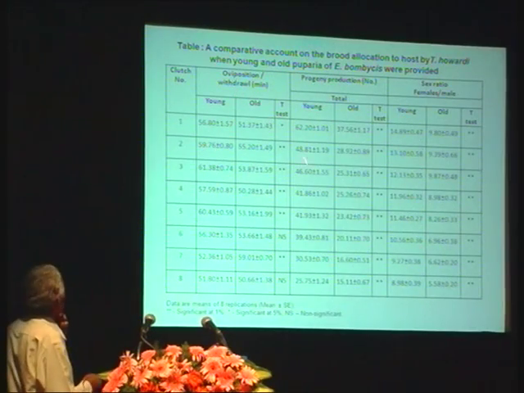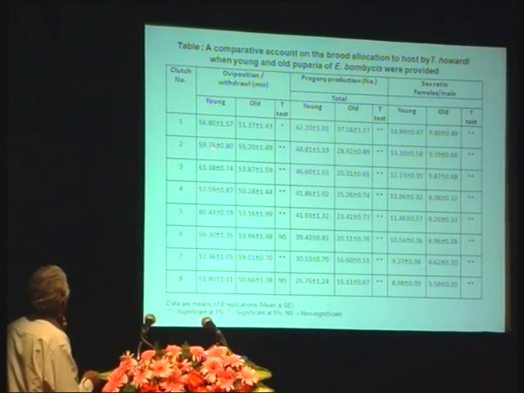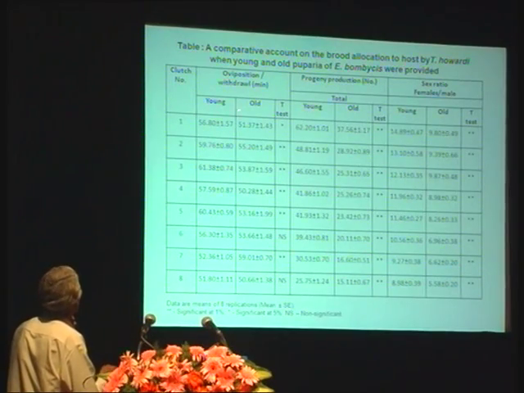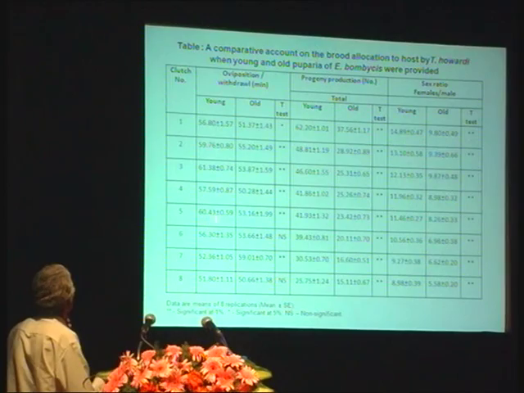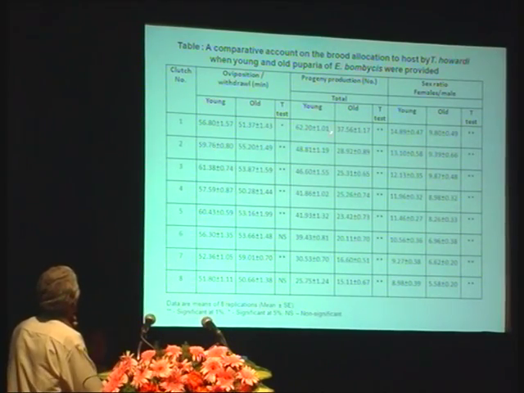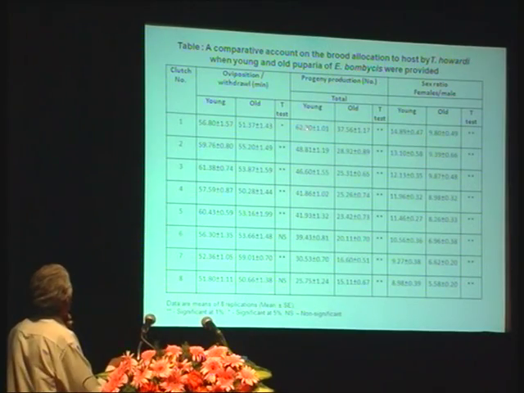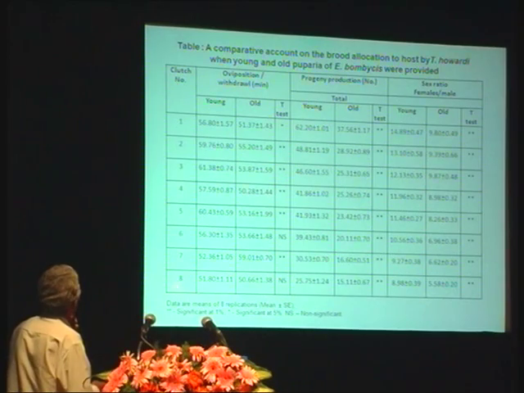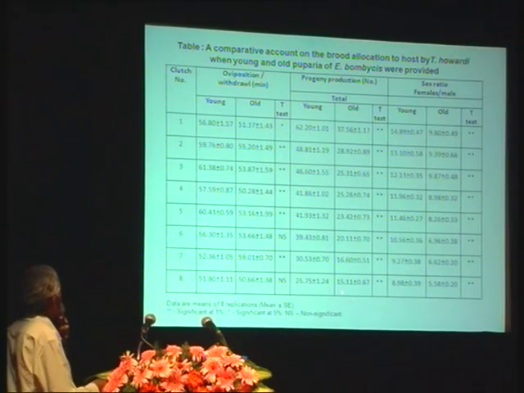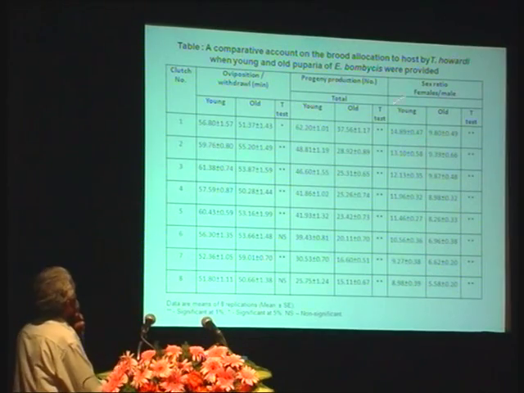So here is the allocation of time to each of the hosts. You can see there is more or less similar time allocated for each of the activities in each of the clutches, but there is a distinct variation. The first clutch has allocated more time. You can see the last has allocated the least time. Even in the older host, it has followed a similar trend: the maximum in the first clutch and the minimum in the last clutch.